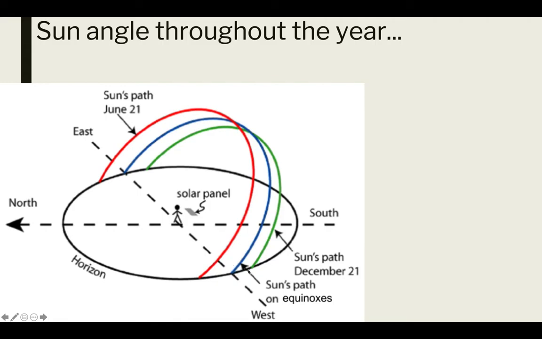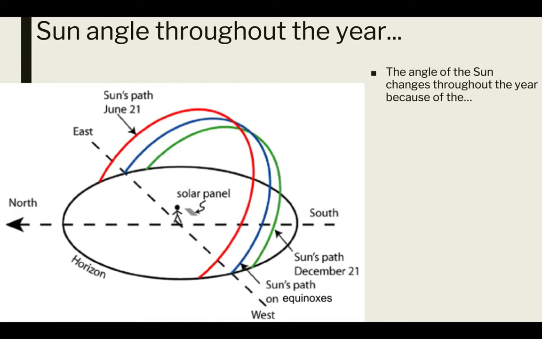And then the equinox is when there is equal day and equal night. So that's the blue path in the middle. And then the sun's path on December 21st, which is winter solstice, is the shortest. Now here's something that's really cool.